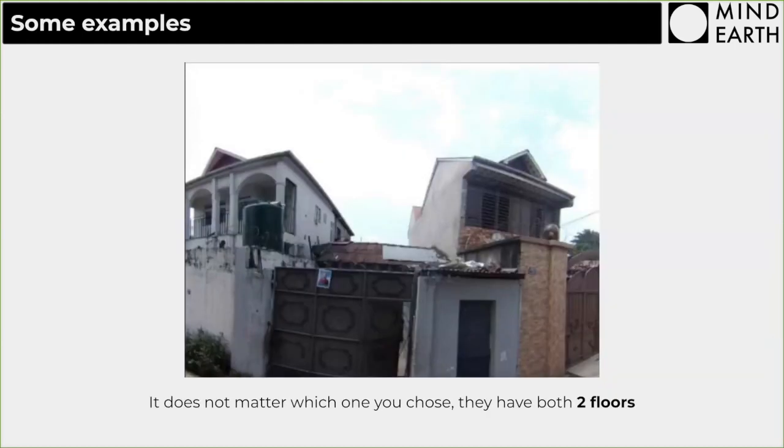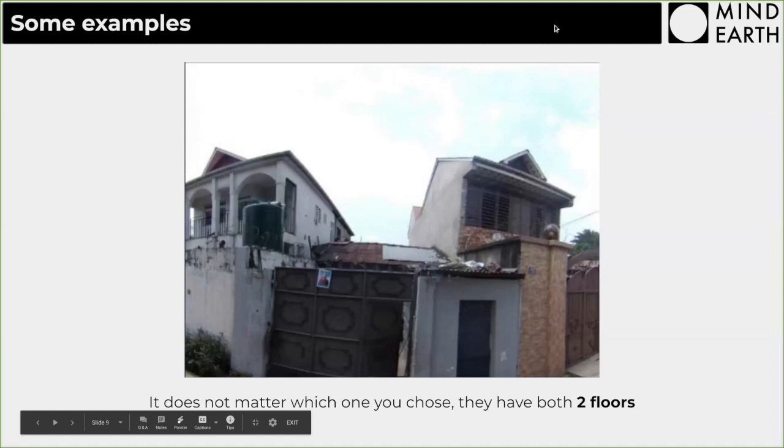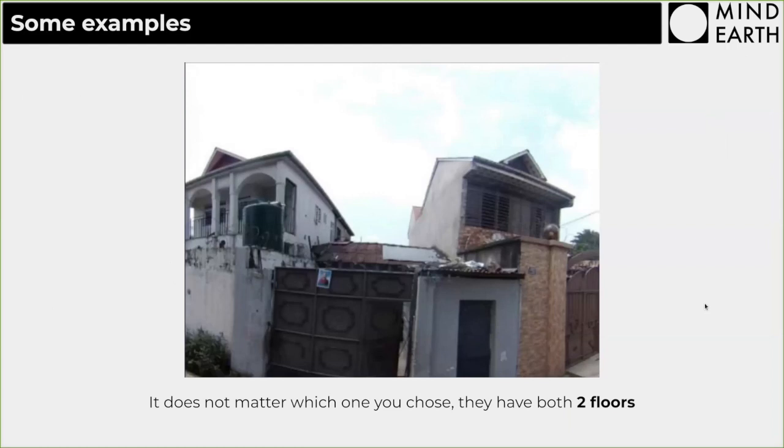So now we will look at some examples that will let you understand better some difficult cases that you may encounter. For example, in this image, there are two buildings and both of them have two floors. So here, it doesn't really matter which one you click. Just choose one, for example, the right one or the left one, it would be the same. And then just say that that building has two floors.